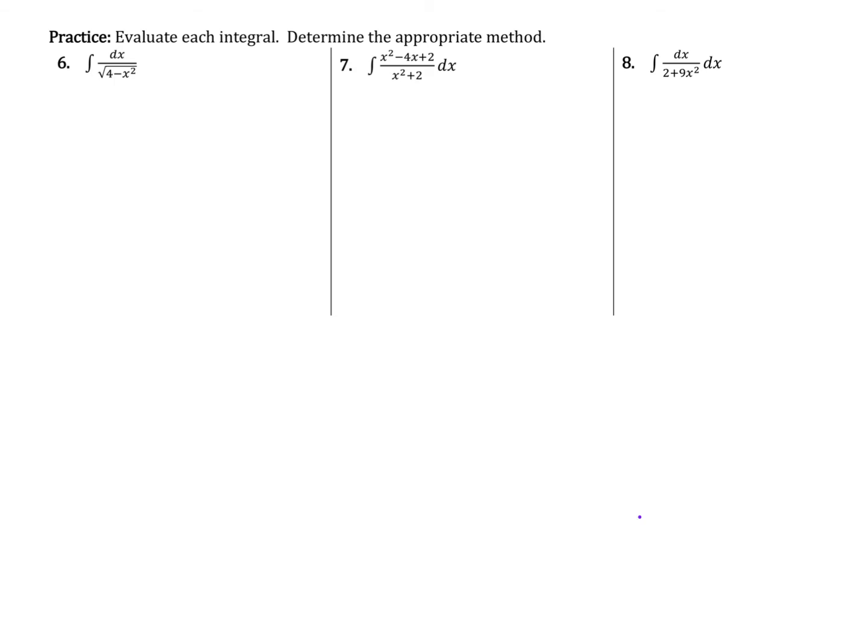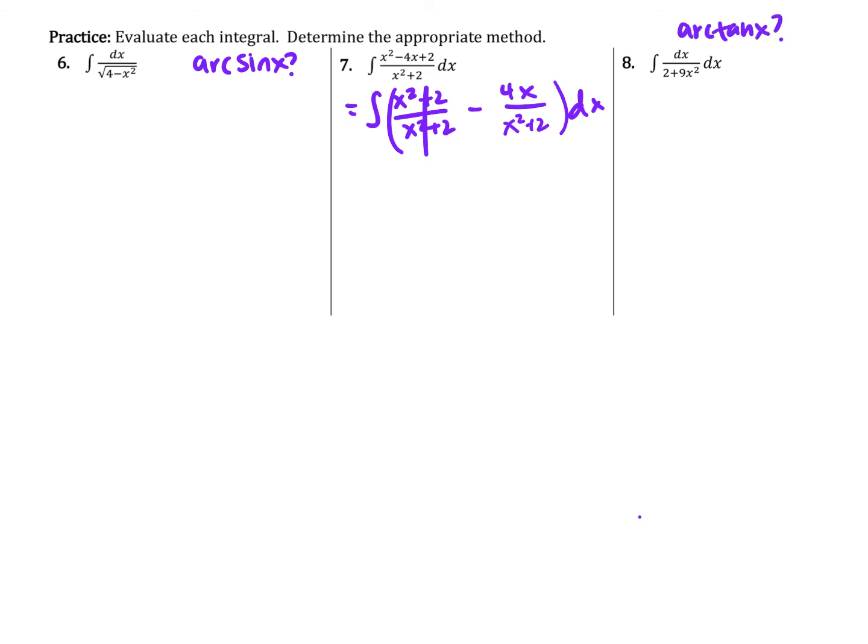All right, hopefully you had time to come up with a strategy. When I look at number 6, it looks like some sort of arcsine to me. When I look at number 7, I think that I could either use long division or I could rewrite this integrand by splitting it up into 2 fractions. And that might be a good first step, because this whole thing is just going to become 1, and I know how to integrate that. So that seems like a good starting strategy. And number 8 looks an awful lot like some version of arctangent.